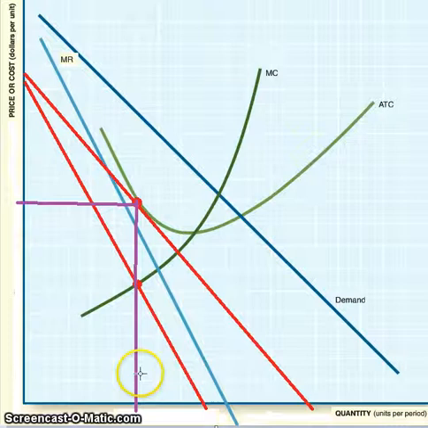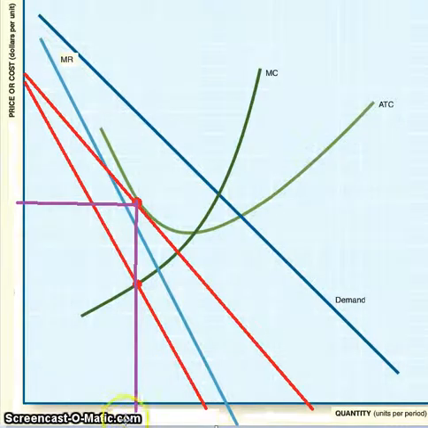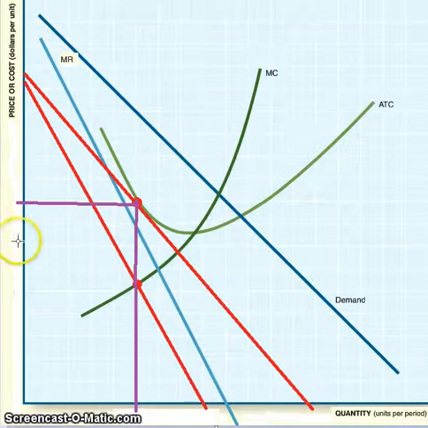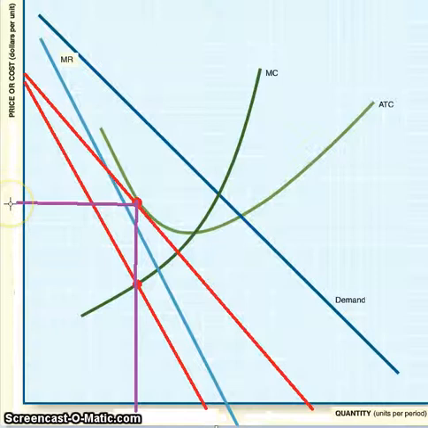So, this number down here, whatever that would read to be, is our quantity, and this one up here is our price. And again, there is no profit, because there is no profit in the long run for a monopolistically competitive firm.